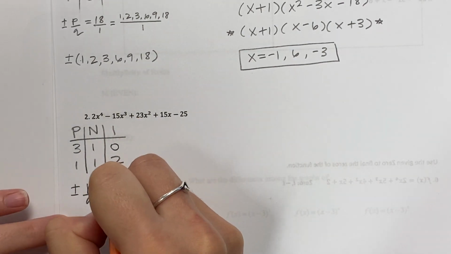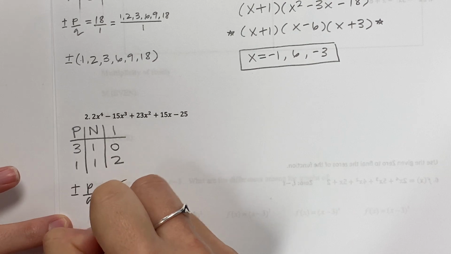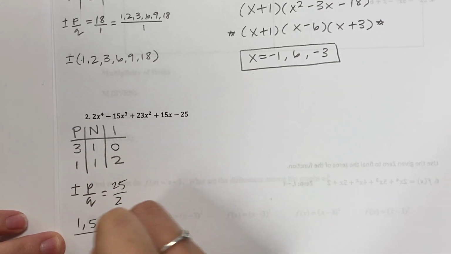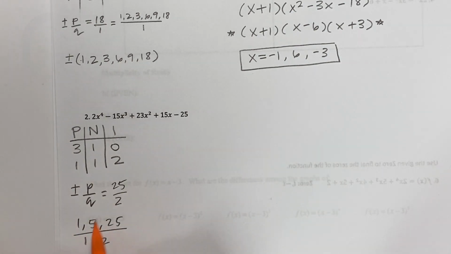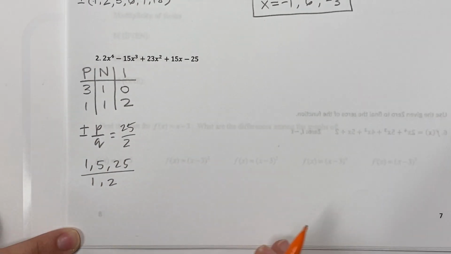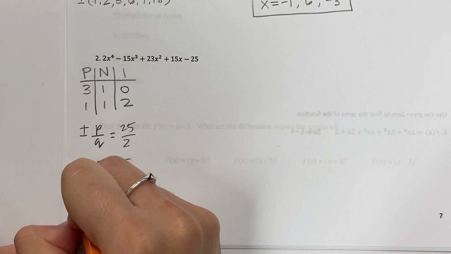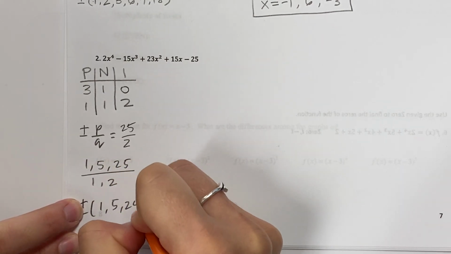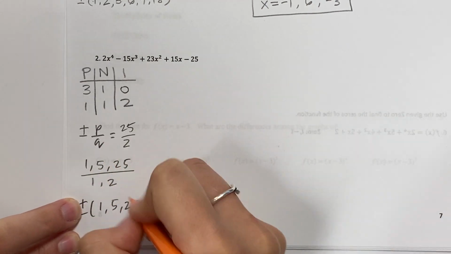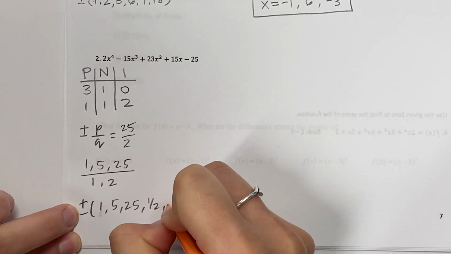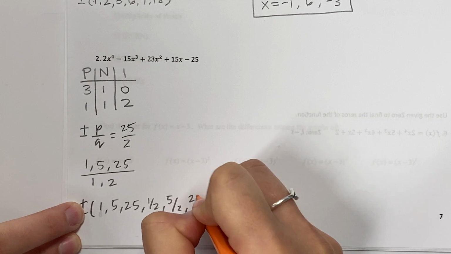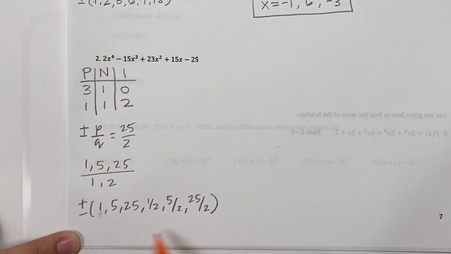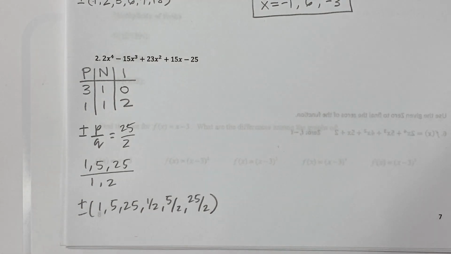So we got 25 and 2. So factors of 25, factors of 2, and then you write all of your fractions, but over 1 is just itself. So all of our options here. So all over 1, now all over 2. So 1 over 2, 5 over 2, 25 over 2. So here's all of our options that we're gonna choose from when doing synthetic.